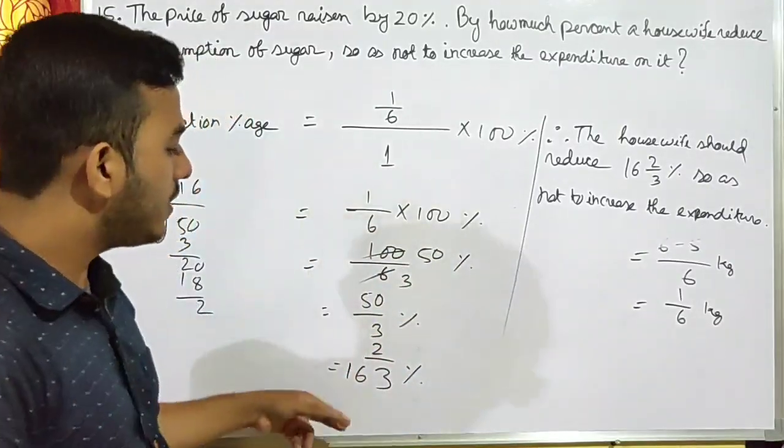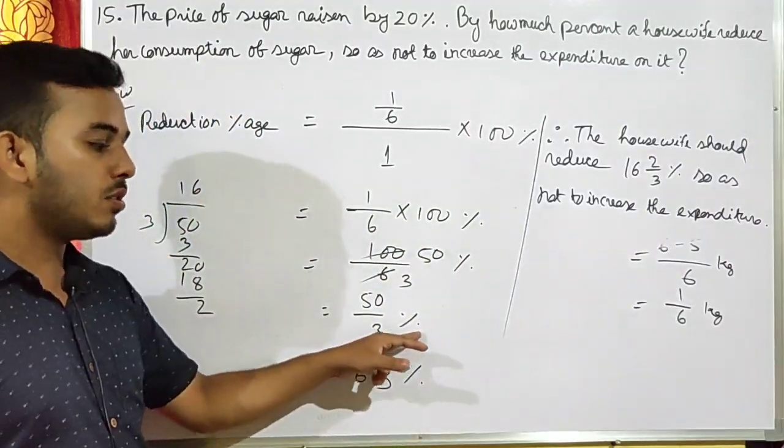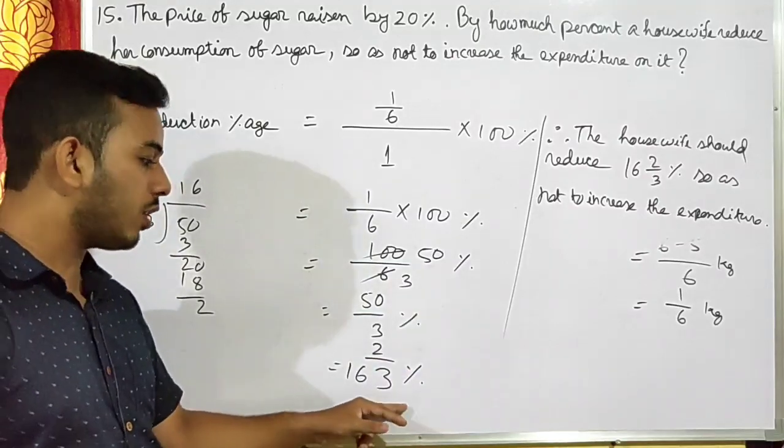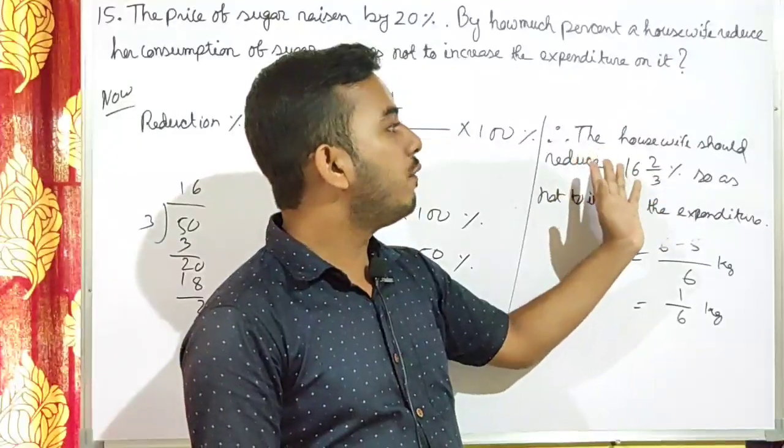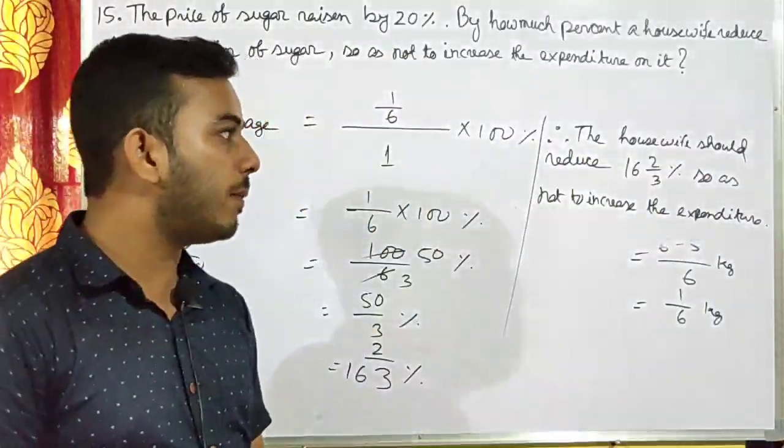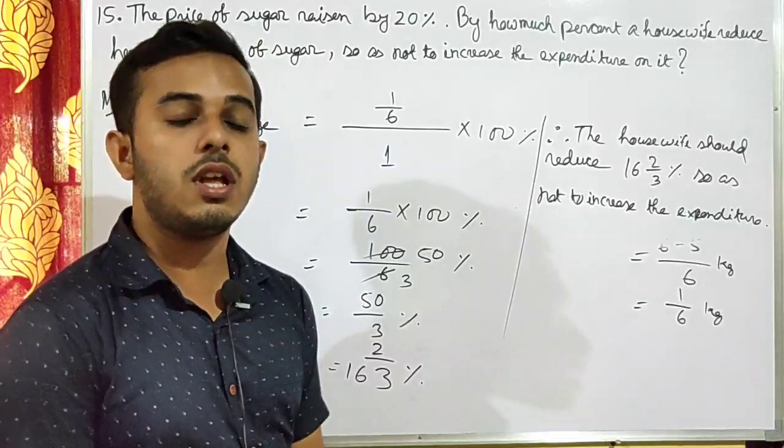Now 50 by 3 is expressed as a mixed fraction. Up to this you can also write. Okay, no problem. After that we write the conclusion line. Therefore the housewife should reduce 16.23% so as to not increase the expenditure. After this, clear?